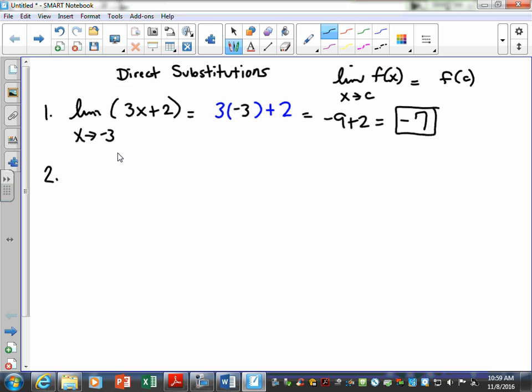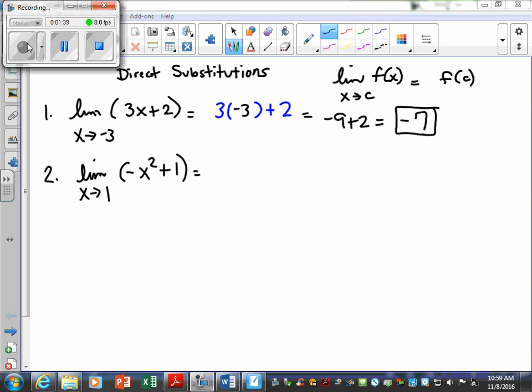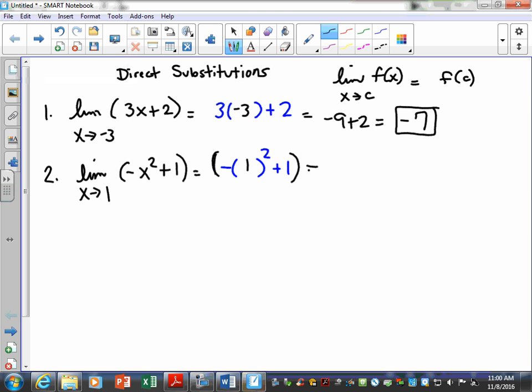All right, the next one. Take a minute to jot that one down and then try it. We're plugging in 1 everywhere that there is an x. 1 squared is 1, but I have this negative out front, so -1 plus 1 is just going to give us 0. Good.